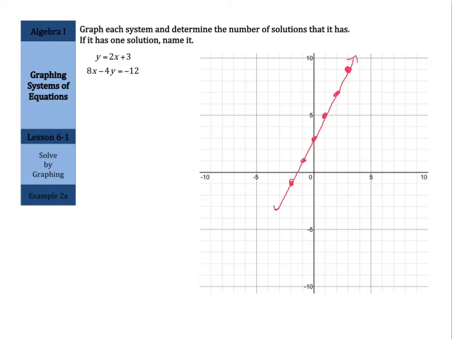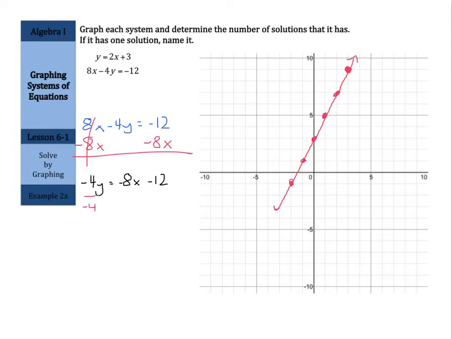Now this next equation is not in slope-intercept form yet, so I would work to get that in slope-intercept form. If I rewrite 8x minus 4y equals negative 12, and subtract 8x from both sides, I'm left with negative 4y equals negative 8x minus 12. If I divide everything by negative 4, you're left with y equals negative 8 divided by negative 4, which is a positive 2x, and negative 12 divided by negative 4 is plus 3. So this plus 3 means I have a y-intercept of 3 again, and I have a slope of 2, so that's going to be the exact same line.